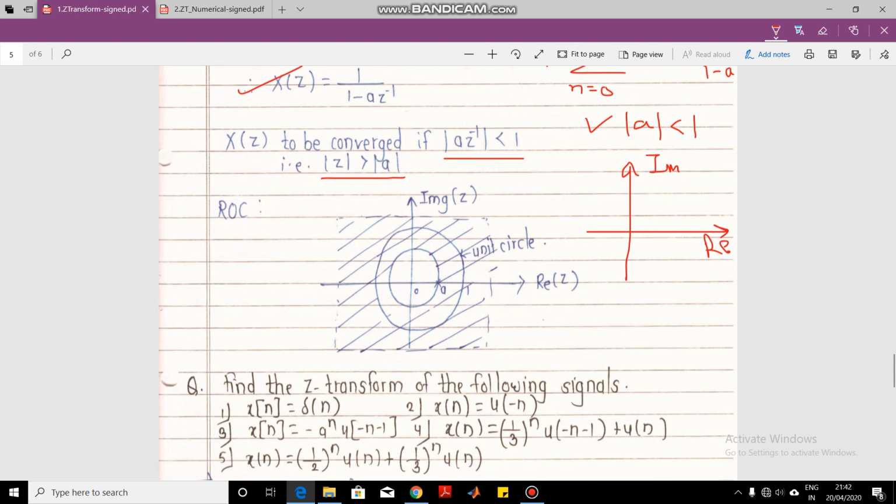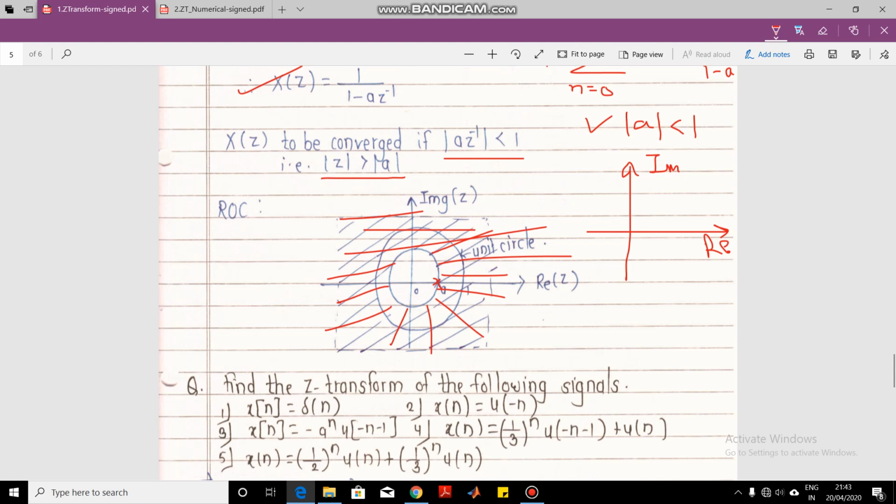Suppose this is a, so there is one pole at a. Our ROC is the region where the z value should be greater than a. So all this region beyond a, this is the shaded portion. Whatever the region is beyond a, that will form our ROC, the entire z plane. Only in this circle, with radius z equal to a, there will be no shaded region. Other than that, the complete region is called the ROC of this X of z.